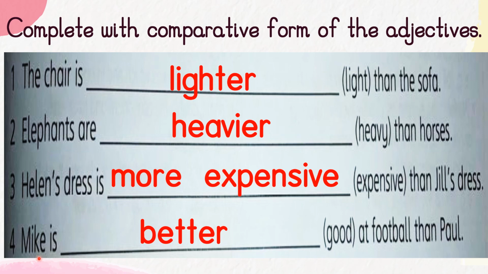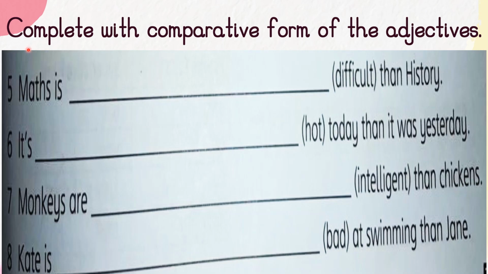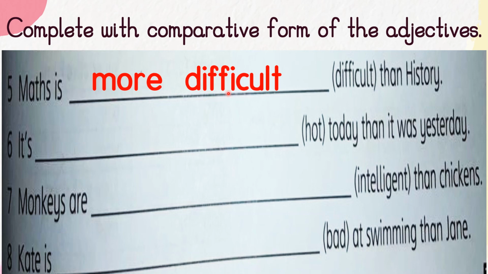Yes, Mike lebih pandai main football, bola sepak, 足球, Mike 比较会，比较好. Now next one we have the maths here, 数学, mathematics, history is sejarah, 历史. Maths is, yes, we have difficult, more difficult. Now it's today, 今天, yesterday, 昨天, hari ini, semalam. So hari ini lebih panas, 今天比较热, that is hotter, double T.